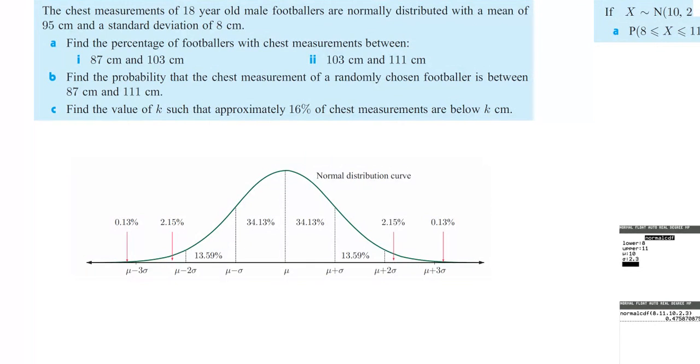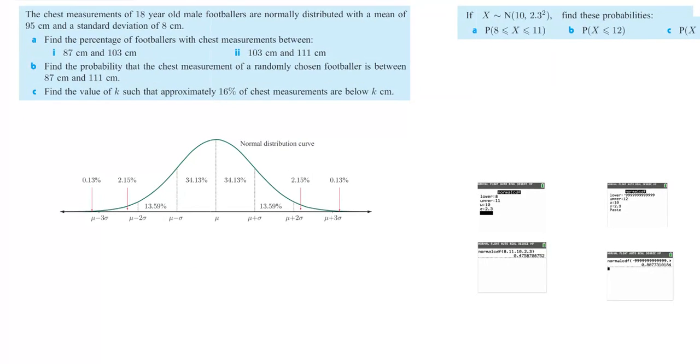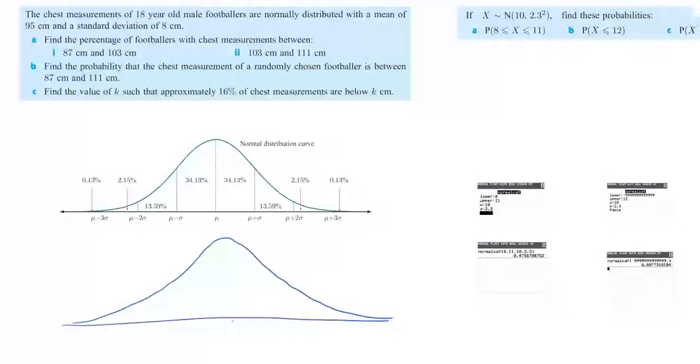The chest measurements of 18-year-old male footballers are normally distributed with a mean of 95 centimetres and a standard deviation of 8 centimetres. So straight away from there, we can draw a picture. Let's do it directly underneath that nice example we've got. So we are centered around a mean of 95 centimetres, and we know that we've got a standard deviation of 8 centimetres.